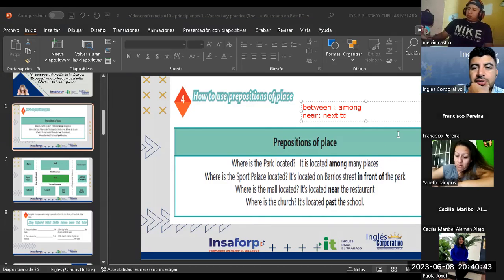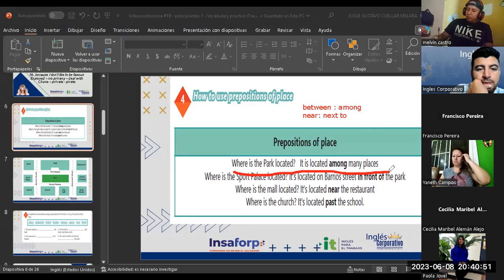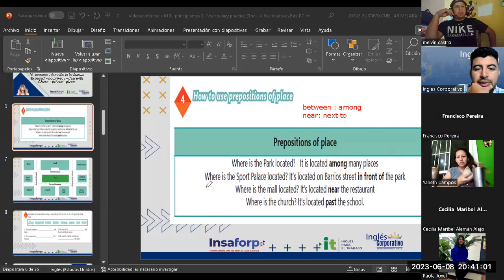Jackie, can you read, please, number 1? Where is the park located? It is located among many places. ¿Dónde está el parque localizado? Está localizado entre muchos lugares. Thank you. Okay, we go with Melvin.